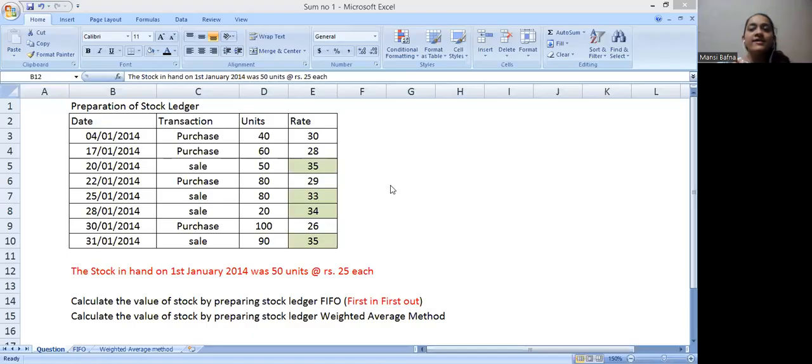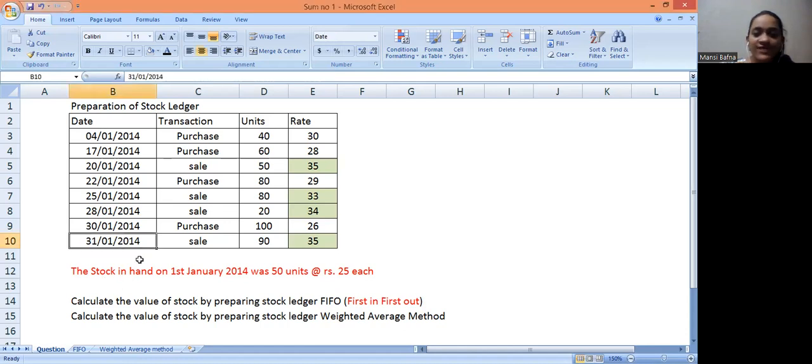Okay. As we can see over here, the question talks about preparation of stock ledger. Here we have been given the details of the purchase and sale of the raw materials during the month of January 2014, and we are expected to calculate the value of the closing stock at the end of the month, that is on 31st of January 2014.